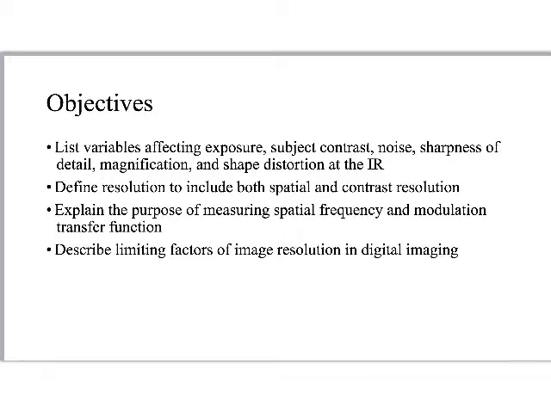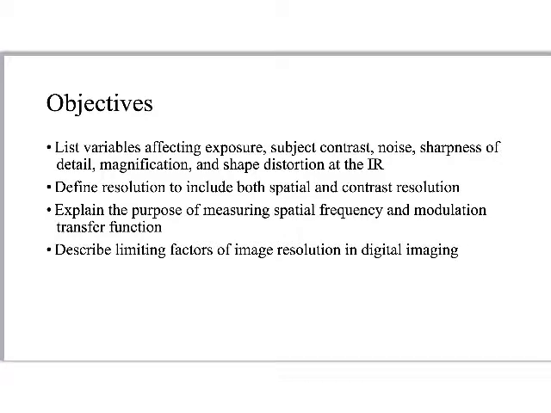We need to list variables affecting exposure, subject contrast, noise, sharpness, magnification, and shape distortion on the image receptor. And you'll notice that looks very similar to the ART content specifications, that table, right? Remember that awful table that we whiteboarded about? Like what happens if you increase mass, what happens to the image, right? What happens if you increase KVP, what happens to the image?